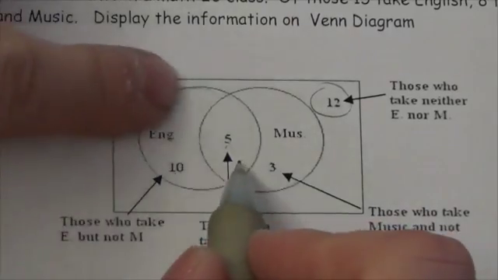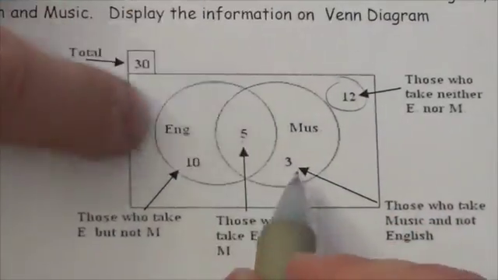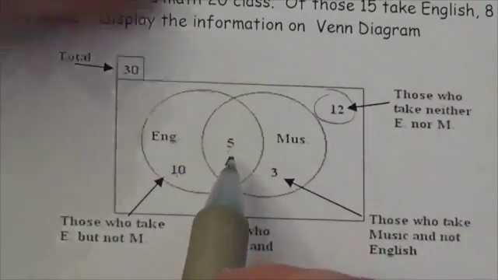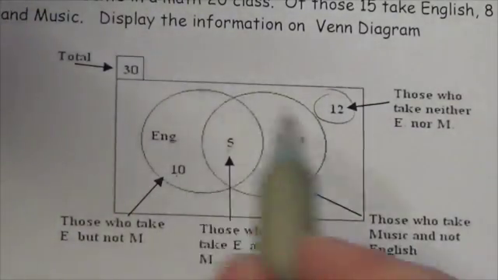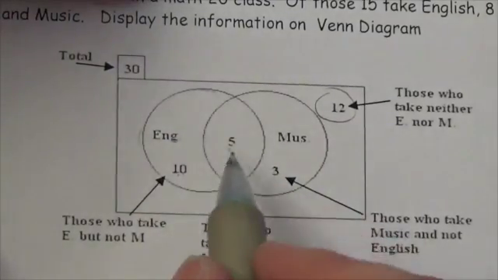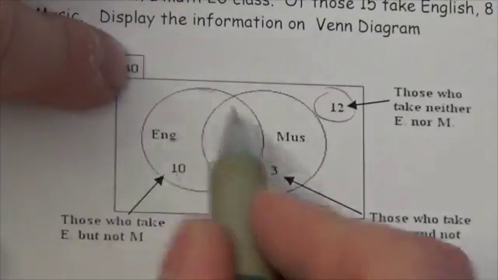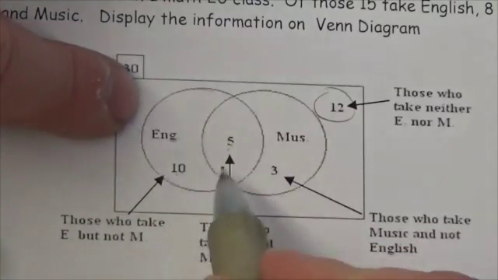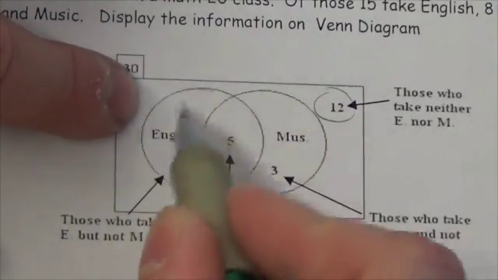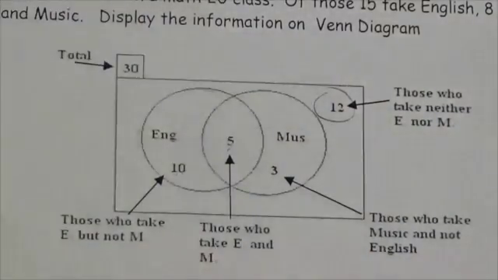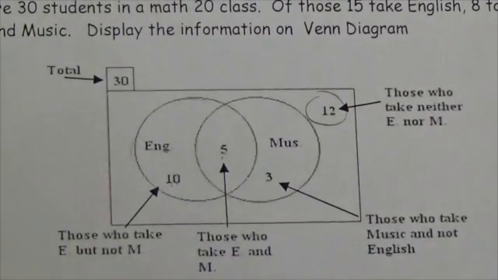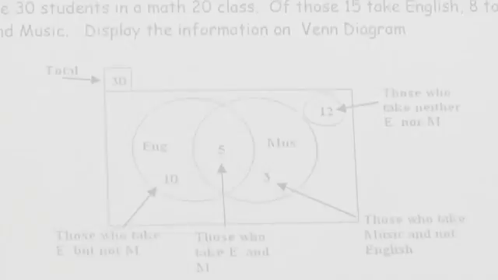Okay, so the object is to fill in all these different regions here, but you really want to start in the center, and as you go out, you subtract from the groups that you're moving into. So for example, we knew this was 5, we moved into English, we knew there were 15 in English. Subtract 5 from that, that leaves you with 10 in this region that was left over. And that's how you want to work these problems through here. Start in the center if you can, work your way out by subtraction.